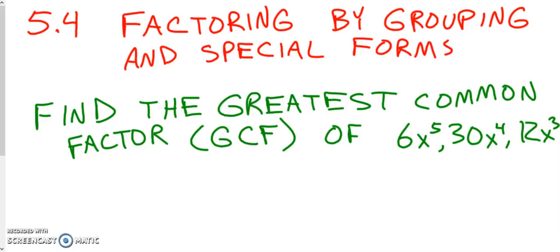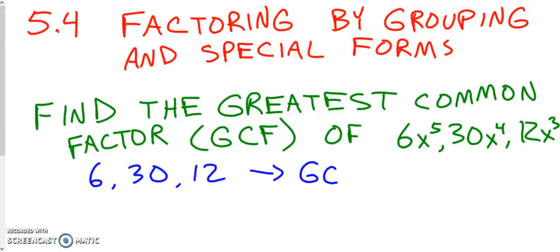So let's look at 6, 30, and 12 first. Between 6, 30, and 12, you have to ask yourself, is there a common factor, or is there something that divides evenly into 6, 30, and 12? And of course, the answer would be 6, because 6 divides into 6 one time, 6 goes into 30 five times, and 6 goes into 12 twice. So the greatest common factor between those is 6.